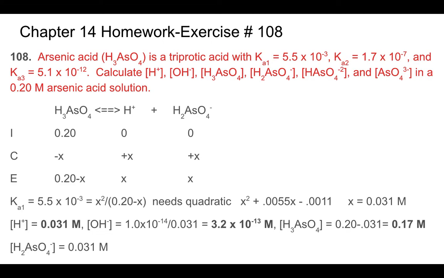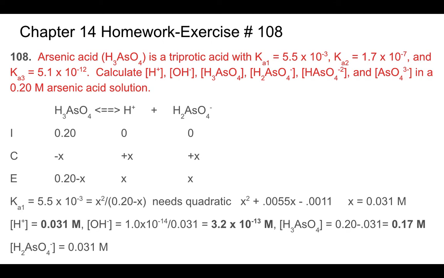So we start with Ka1, which is what we wrote the ice table for. It's 5.5 times 10 to the minus 3 equals x squared over 0.2 minus x. Again, I got caught needing to do a quadratic. It didn't pass the 5% rule. So check my work on this. This is probably where I'll make mistakes, on these quadratic equation ones. But I came up with x squared equals 0.005x minus 0.011, and plugged in the quadratic and got 0.031 for x.